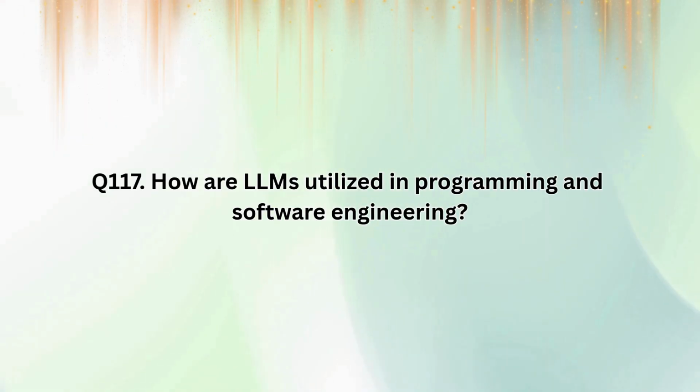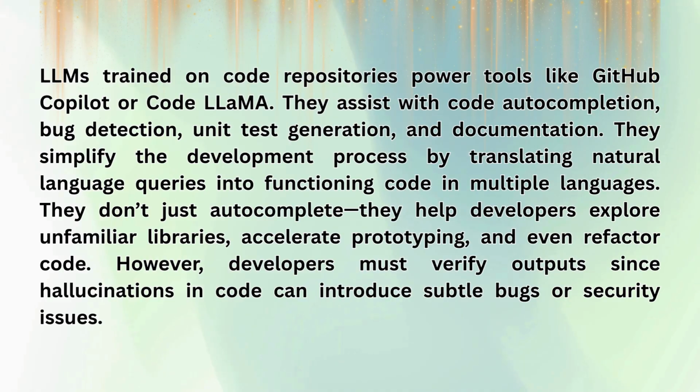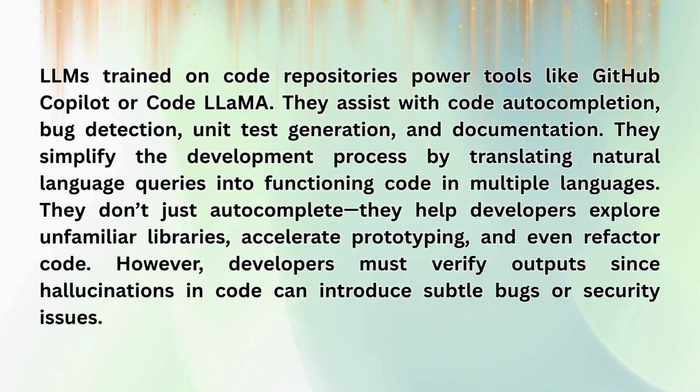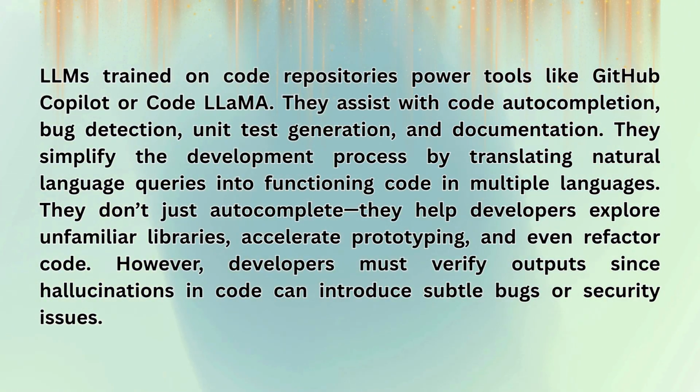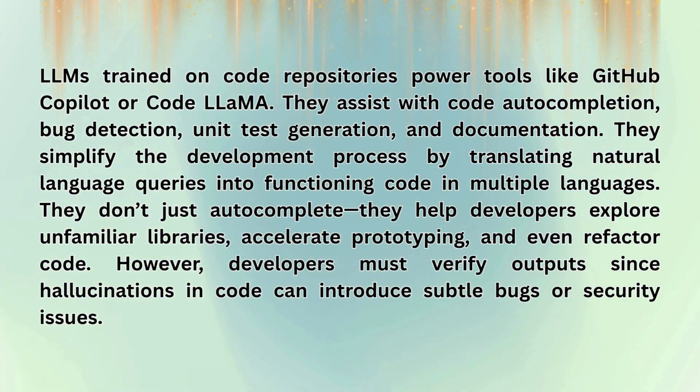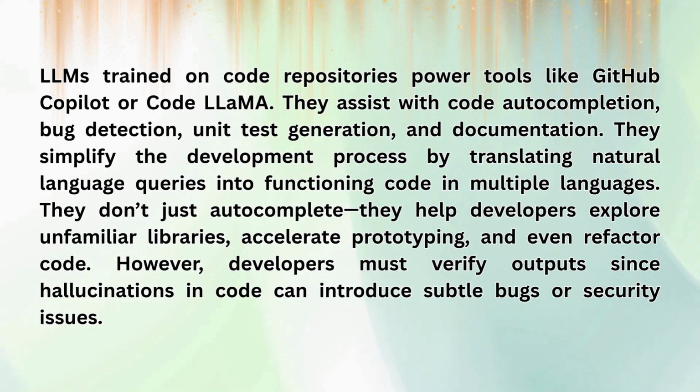How are LLMs utilized in programming and software engineering? LLMs trained on code repositories power tools like GitHub Copilot or Code LLM. They assist with code auto-completion, bug detection, unit test generation, and documentation. They simplify the development process by translating natural language queries into functioning code in multiple languages. They don't just auto-complete; they help developers explore unfamiliar libraries, accelerate prototyping, and even refactor code. However, developers must verify outputs since hallucinations in code can introduce subtle bugs or security issues.